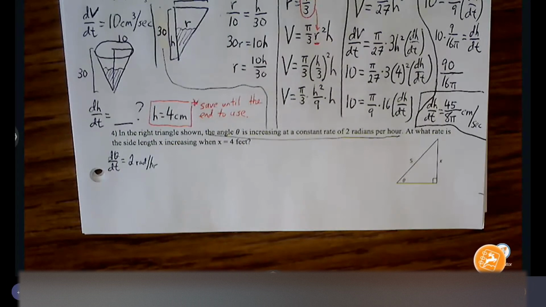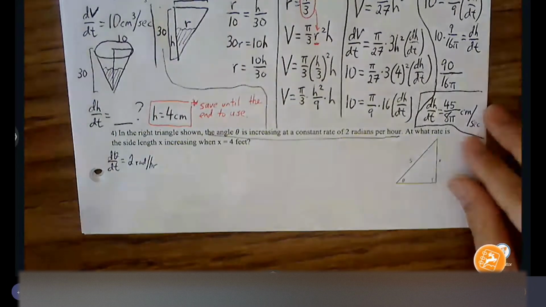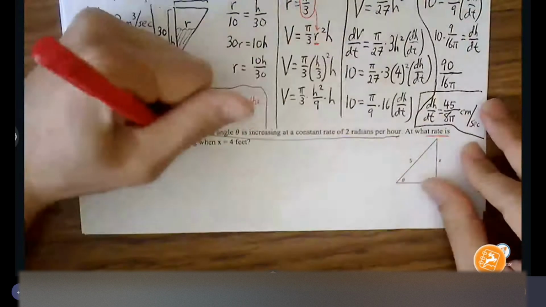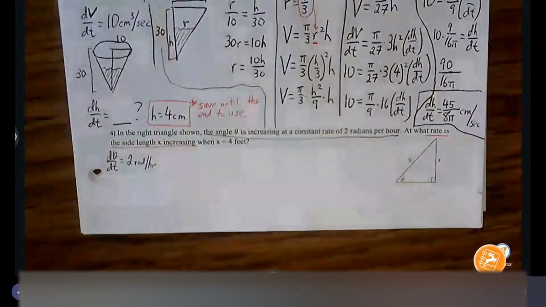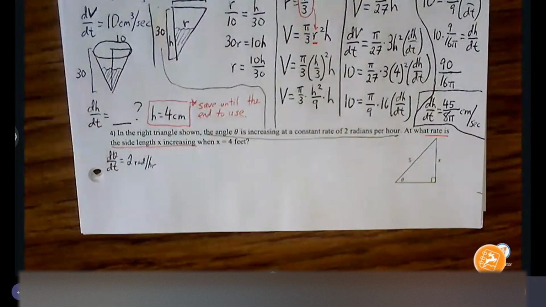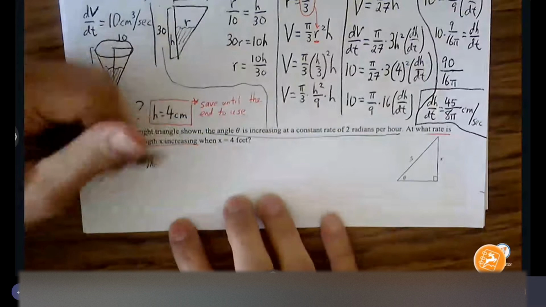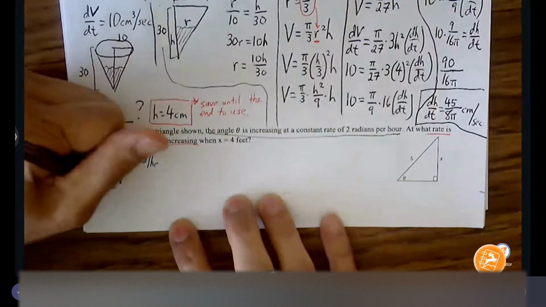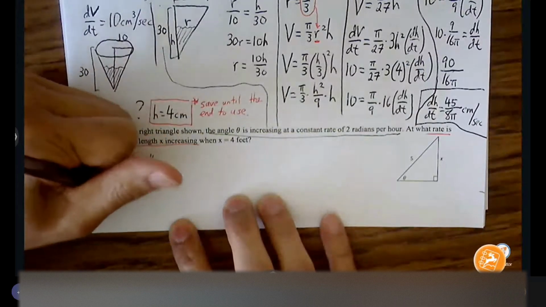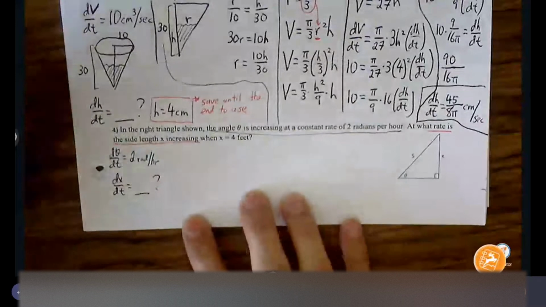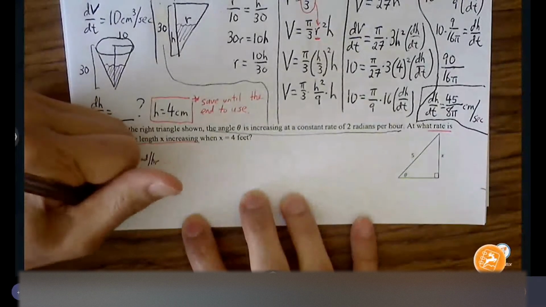At what rate is the side length x increasing? Okay, what are we looking for? Good, dx dt. Again, they specify the variable for you, but then they're giving you all this rate of change description. So we know it's dx dt, that's what it's referring to. When x is 4 feet. Okay, so we'll put that down.